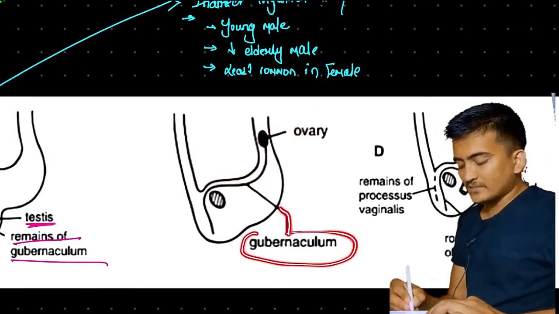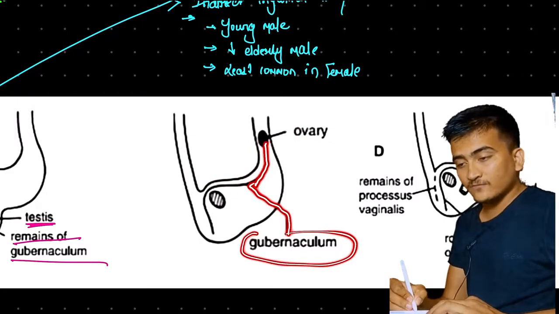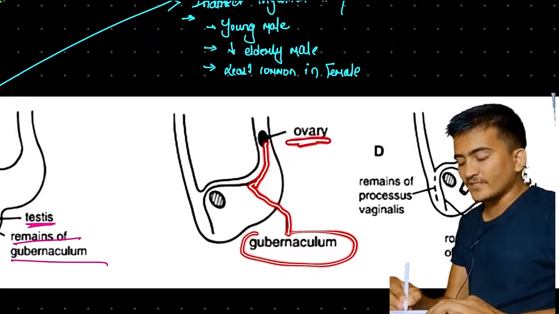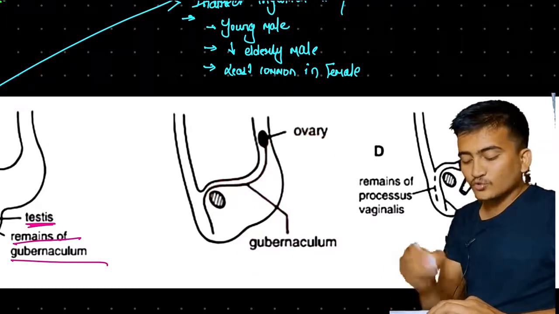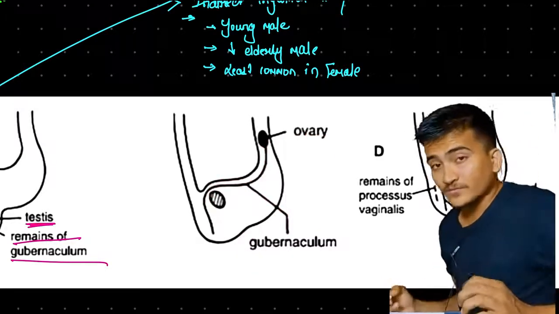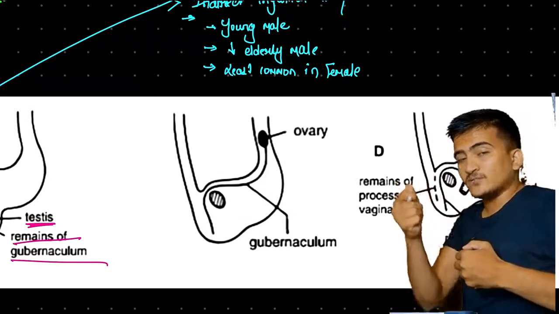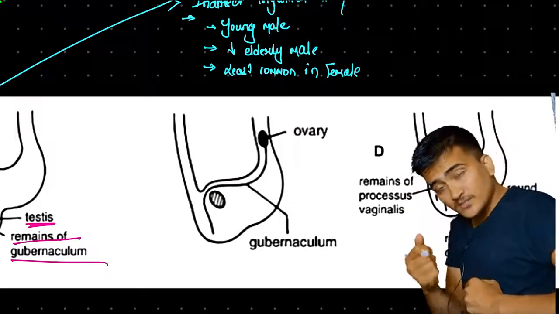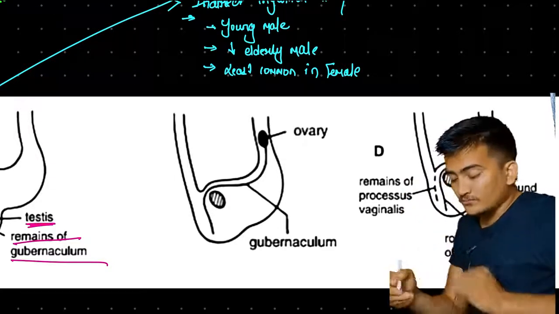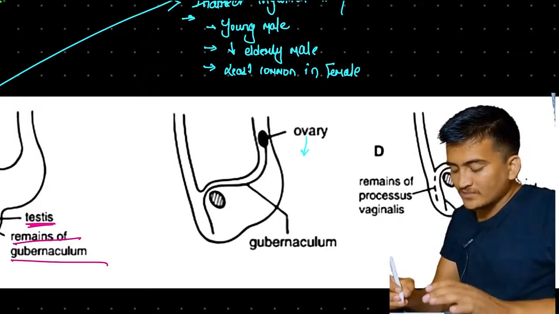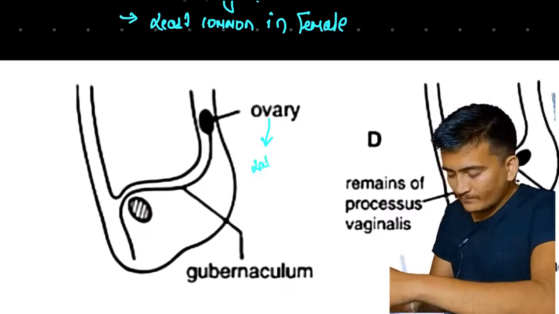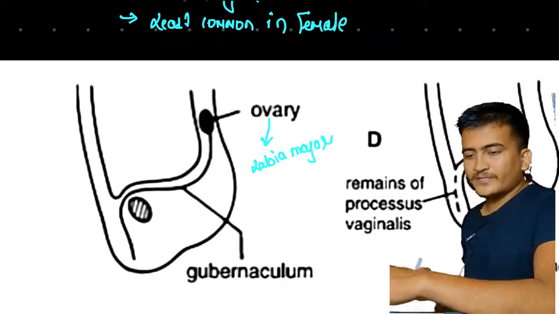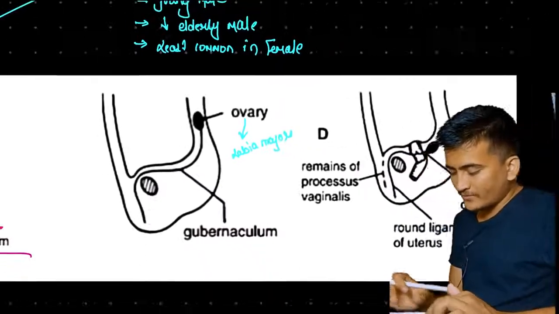Now what is going on here? The same gubernaculum is attaching to the caudal end of the ovary, and this ovary is being pulled toward the labia majora. In the testis we talked about the scrotum, right. The gubernaculum was attaching to the caudal end of the testis and bringing that testis down to the scrotum. And here the ovary is being brought to the labia majora, right.